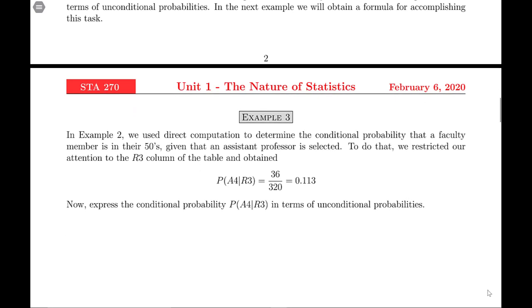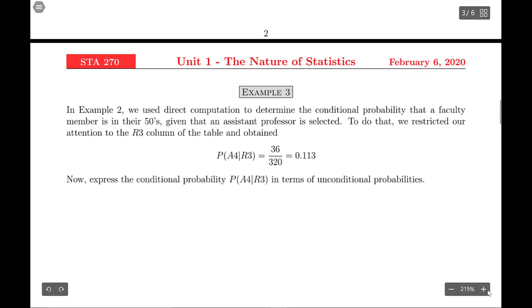And with this particular example, we're referring back to the professors or the faculty members at the university. We use direct computation to determine the conditional probability that a faculty member is in their 50s given that an assistant professor is selected. So we restricted everything as we did in the previous example, and we came up with 0.113. Now we want to express that conditional probability in terms of unconditional probabilities. So what does that mean exactly?